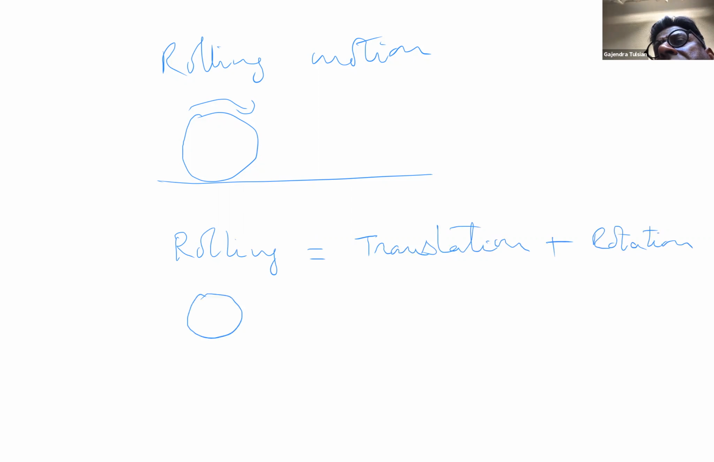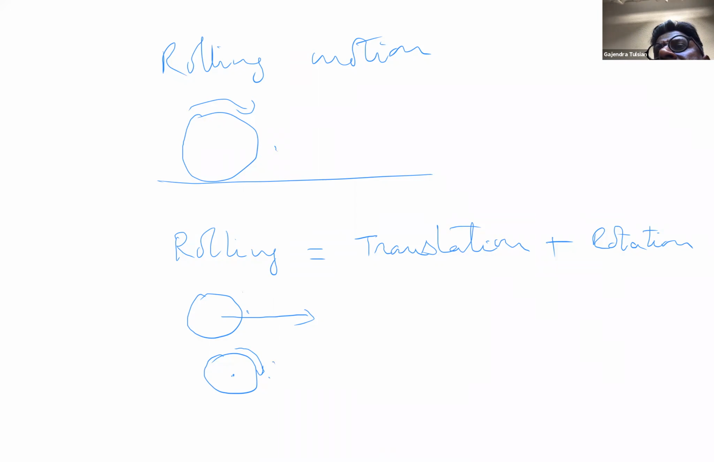Like I said, here's a pure translation motion, if every point on this object is moving with the same velocity. And pure rotation is, here's an object that is fixed and it's rotating about that axis. So a rolling motion is the sum of these two motions. So that's what we'll learn in the first part of this chapter. And the second part of the chapter will look at Newton's second law of motion.